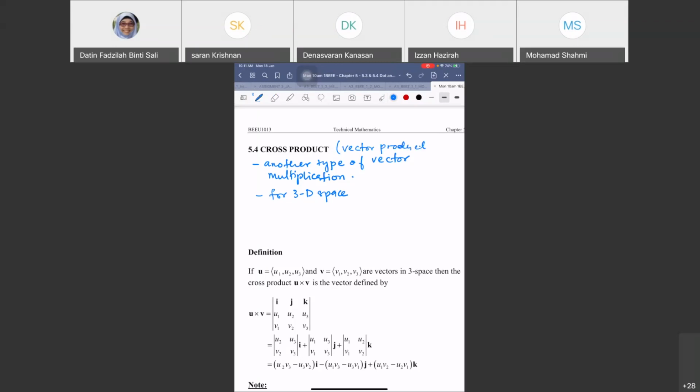Why is it called vector product? Because the cross product itself is a vector. The difference between dot product and cross product is that the dot product is a number, a scalar number, whereas the cross product is a vector.